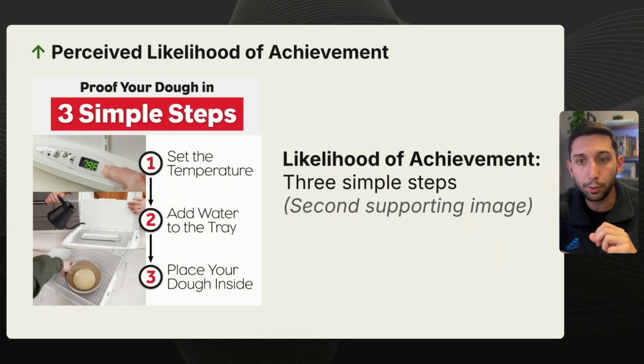A couple examples here. So back to the dough proofer example is 3 simple steps, right? If they're potentially intimidated by this device they've never seen before, they've never heard of dough proofing, or they've never heard of this sort of device, hey, it's easy. It's 3 simple steps. You're going to set the temperature, add water to the tray, and place your dough inside. It's as simple as that. Anyone watching this video, looking at this image, is not going to think that this is difficult or intimidating. They're going to believe that they can do it.